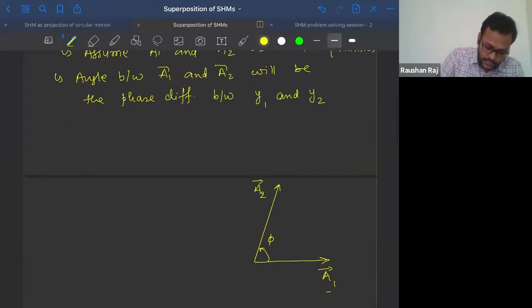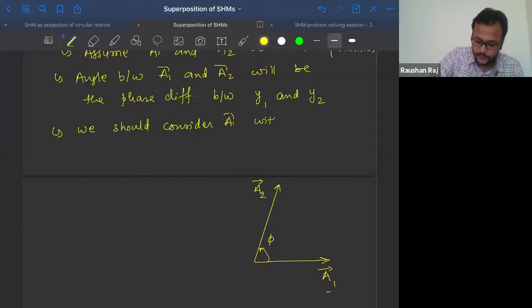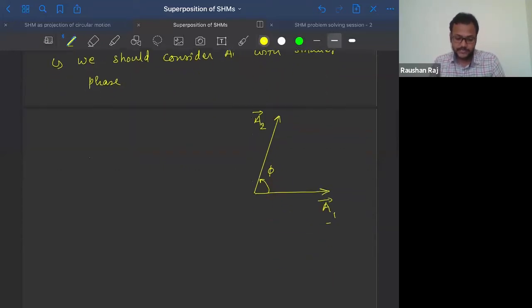Now, which one of them should I consider A1? Normally, we should consider A1 as the one with the smaller phase. Why am I saying so? Because every time we can't have a different convention. So I'll consider the one with the smaller phase as A1. The amplitude of the simple harmonic motion which has the smaller phase, I'll consider that as A1. And A2 will lead A1 by the phase difference. That will be given to you.